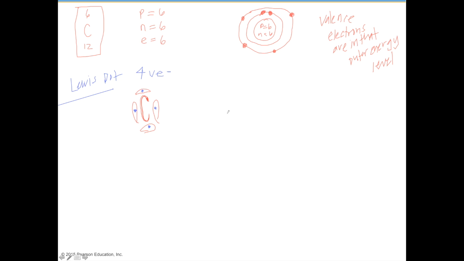Now let's look at hydrogen. Remember, hydrogen just has that 1 electron, so it can only look like this. So when you're making something like methane, it's going to be carbon with its 4 valence electrons, and then hydrogen. That just means that there are 4 hydrogens and 1 carbon. It's going to look like this.